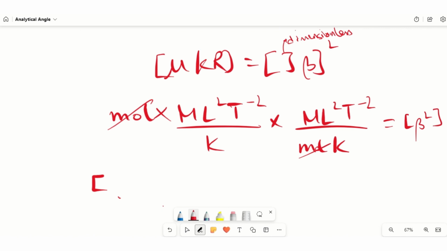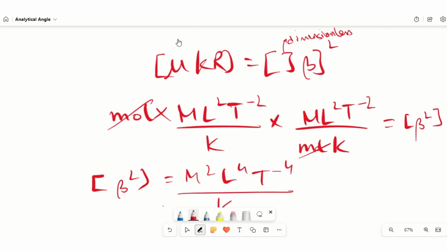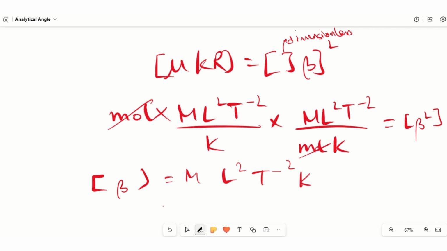So the dimension of beta squared would be M squared L to the power 4, T to the power minus 4 by K squared. So the dimension of beta would be M L squared T to the power minus 2 by K. If we bring this K up, it should be K to the power minus 1. So we found the dimension of beta.